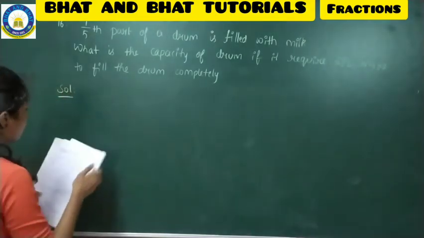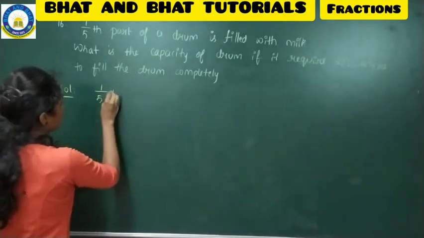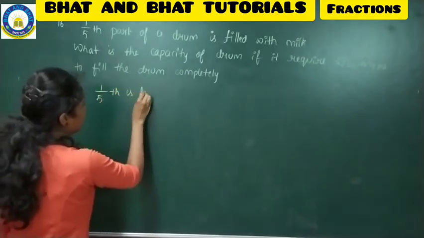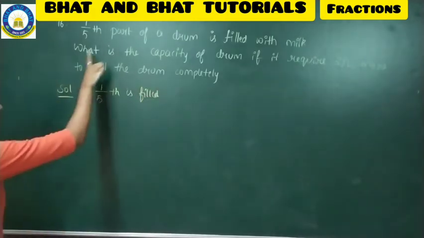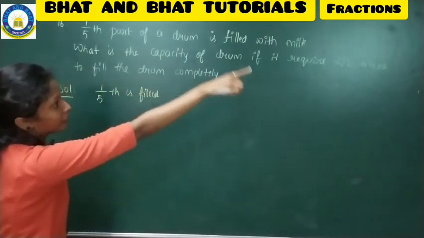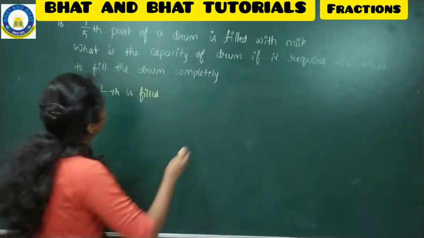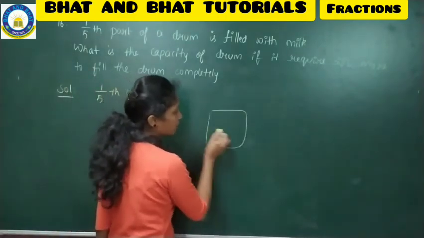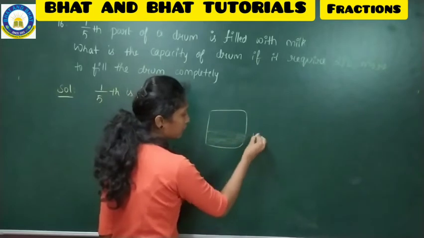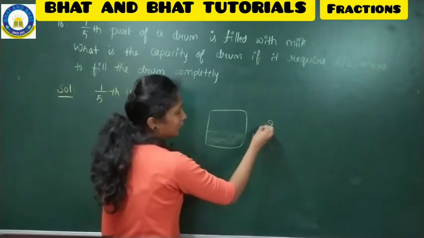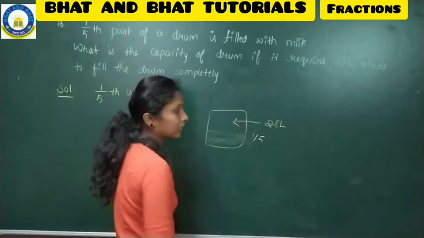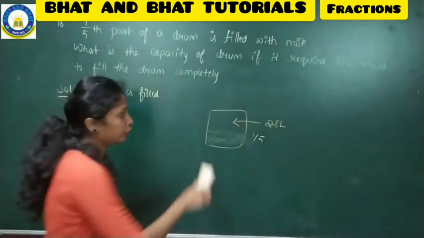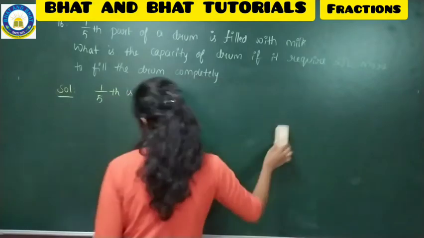So the solution, how much is it filled? 1 by 5th is filled. Okay. So what is the capacity of the drum if it requires 28 liters to fill? So there is one drum. 1 by 5th part has been filled. Still there is 28 liters left with us. Whether I can fill it or not, that is your question.